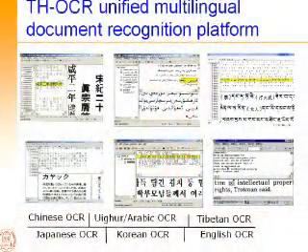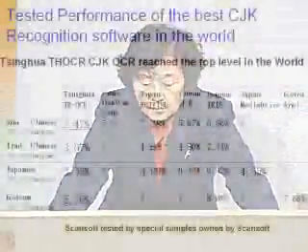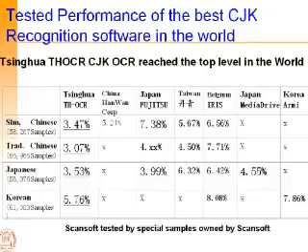You can see this. The languages here are Tibetan, Arabic, Korean, Japanese, etc. Testing the performance. We have the testing. This is tested by ScanSoft for the worldwide OCR system.